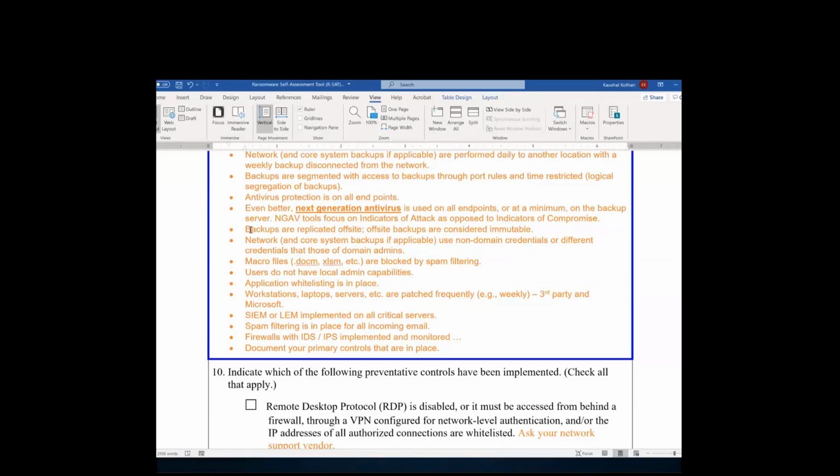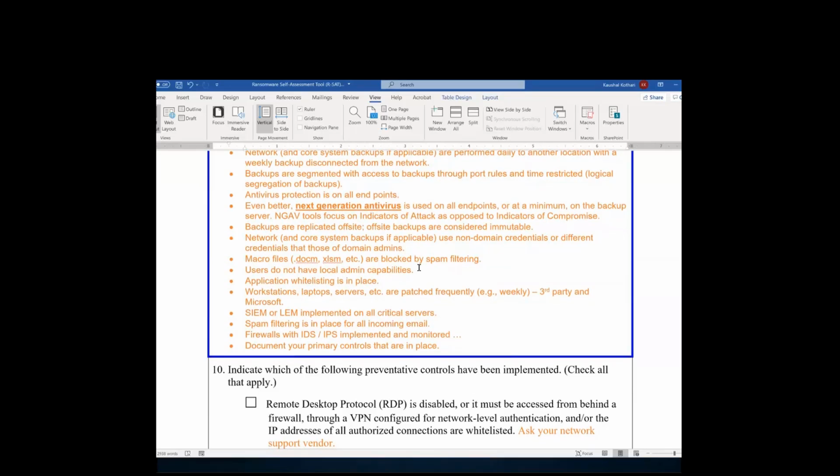Another example of a control is backups are replicated off-site. Off-site backups are considered immutable. That would be like if you're using Datto or StorageCraft for your cloud-based backups. If you can talk to the vendor and they say that the backups are considered immutable and they have their own proof about that, then you're taken care of there, as opposed to the air gapping.